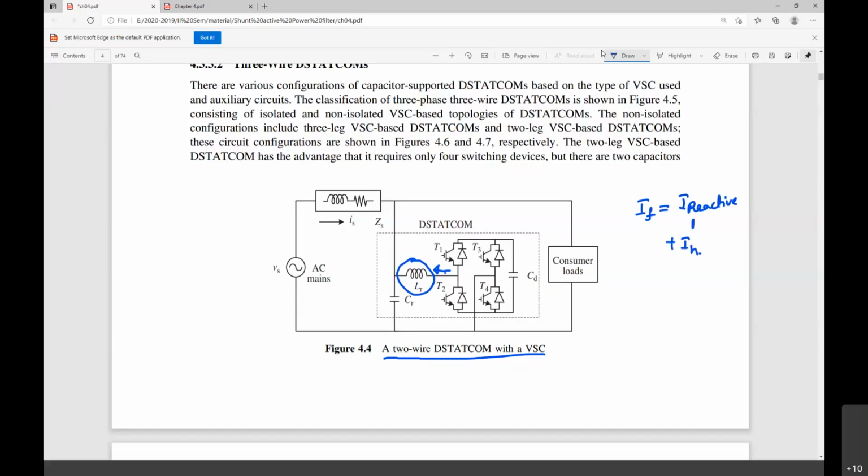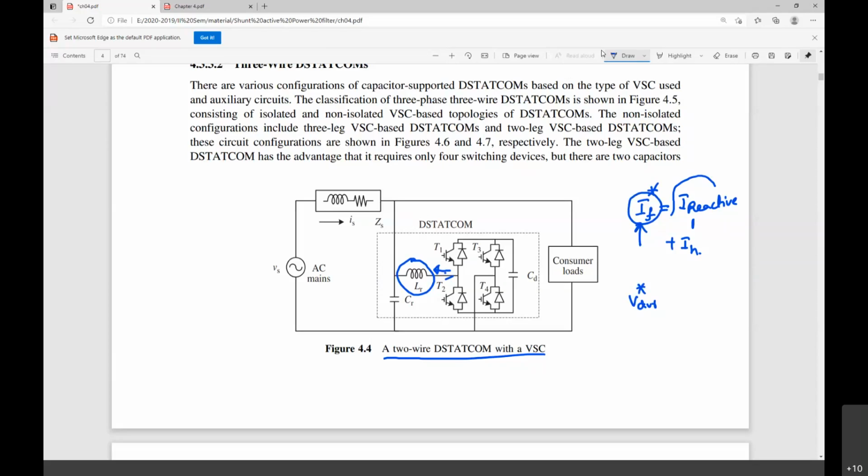See, in order to sense the currents to be injected, that maybe we can say is IF star. This current needs to be derived, the same way in the DVR we derived the reference voltage to be injected by the DVR. In a similar way, the D-STATCOM also requires generating the reference filter current. In a single phase system, it is very obvious.